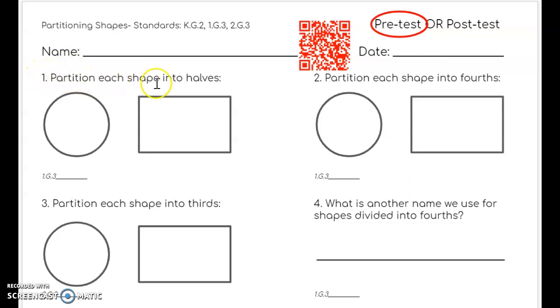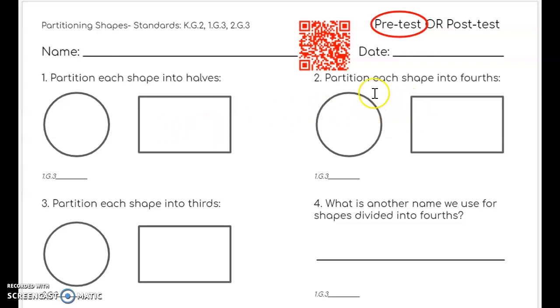Partition each shape into halves. Remember, partition is the first grade word for divide, so you're going to draw some lines to divide these shapes. So for the circle and the rectangle, you're going to draw lines to make those shapes into halves. Go ahead and do that for the circle and the rectangle, making them into halves.